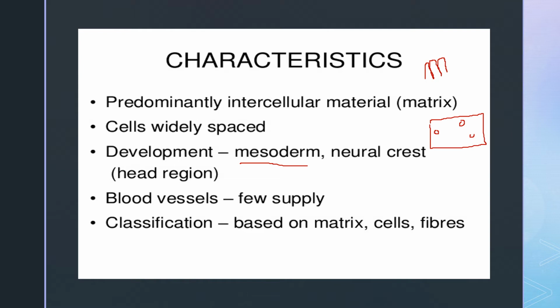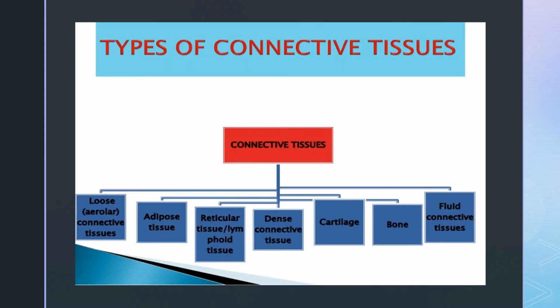And here we are classifying this connective tissue into different types based upon the matrix, cells and type of fibers which are present in the connective tissue. Going into the classification of connective tissue, it is classified into different types like the loose connective tissue, skeletal connective tissue and fluid connective tissue. So coming to this loose connective tissue, here the cells are loosely placed. An example for that is the areolar connective tissue, as well as the adipose tissue and reticular tissue, which come under loose connective tissue.